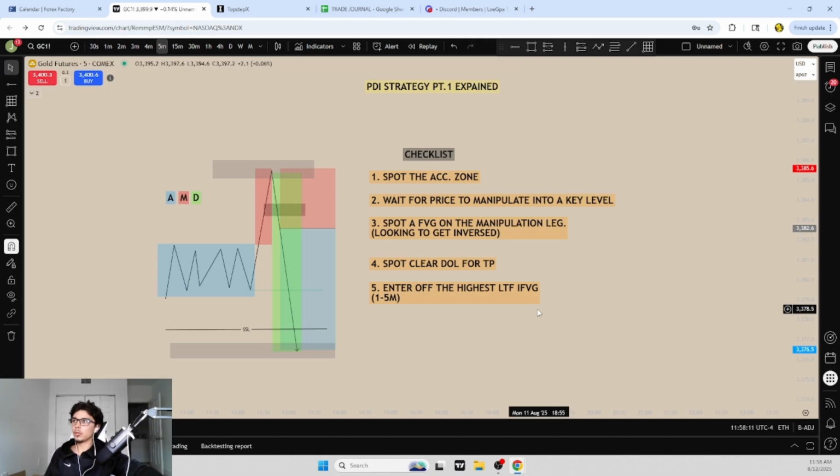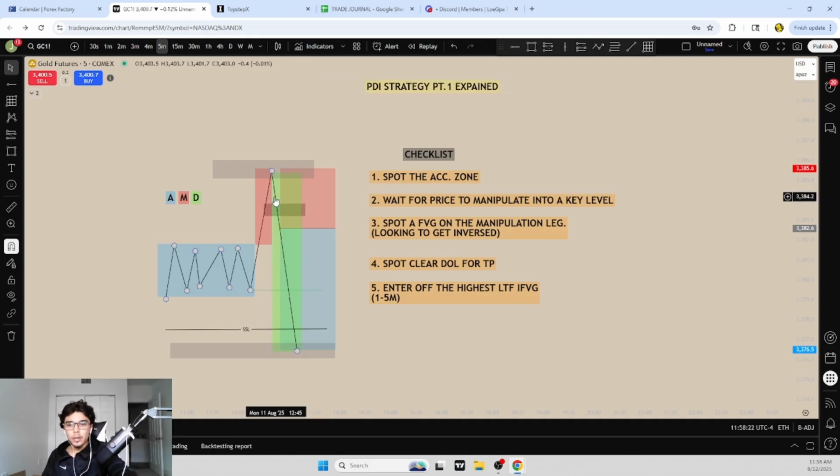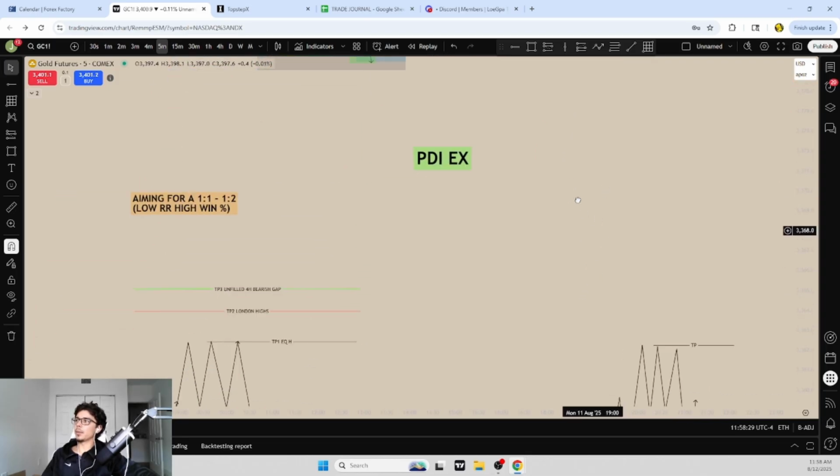Again, on the manipulation leg, let's say this is a 1 minute right here and this is a 2 minute. I don't care about this 1 minute. I'm waiting for this 2 minute to get inverted. Why? Because higher time frame holds higher power. So that being said, let's drop down into our PDI example.